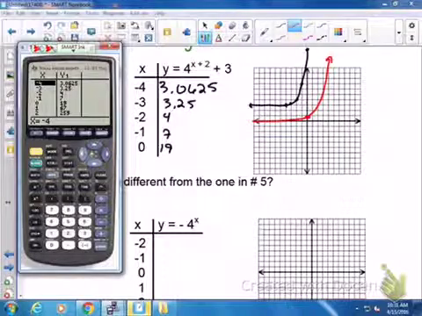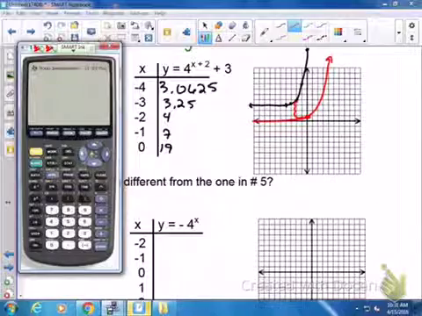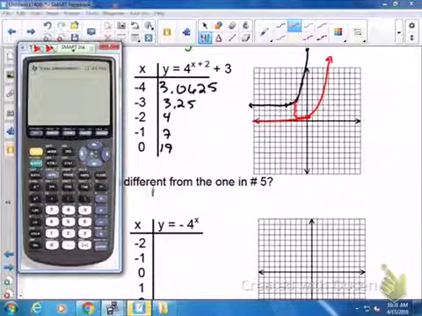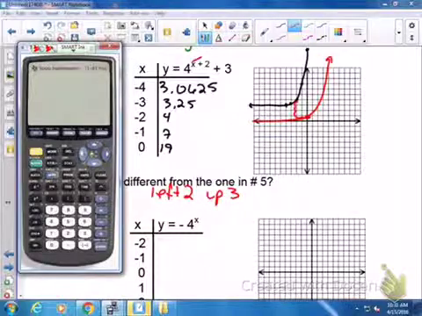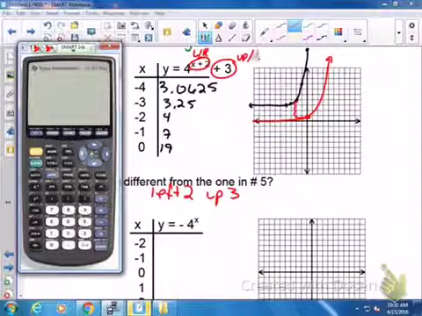Here's where we started. I had to go over 1, 2 to get here, and 1, 2, 3 to get back up to my pivot point. So that's going to be a left 2 and an up 3. This moves left to right. This moves up or down.